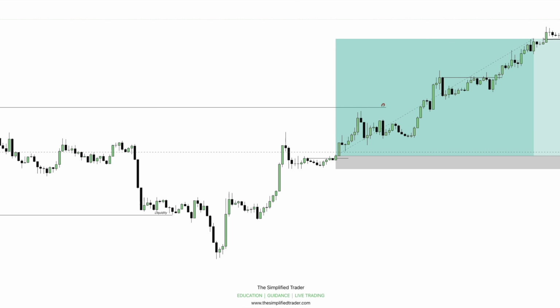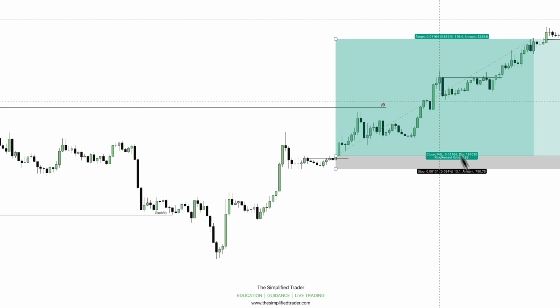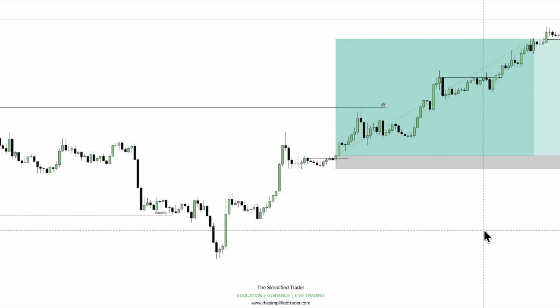And this is how I want you to use this simple model to catch major runs in the market. And yes, obviously it's not going to win every single time. Nothing in trading does. But that is why we have such a favorable reward to risk ratio that even with a 50% win rate, we are mega profitable.